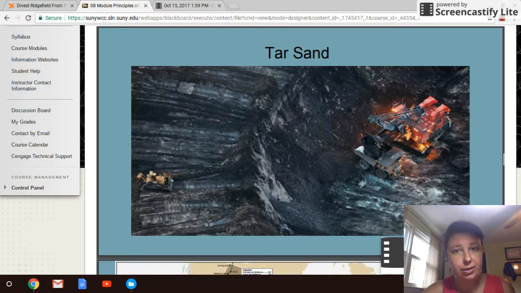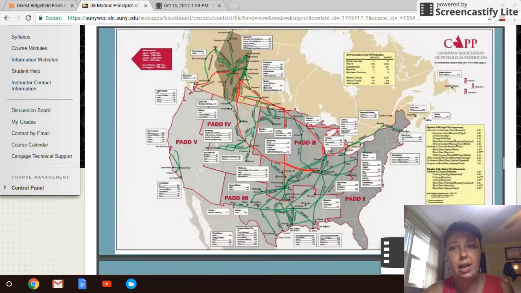Here's a picture of a little tar sands again, and then finally pipelines. And you can see that there are many, many pipelines in the United States.